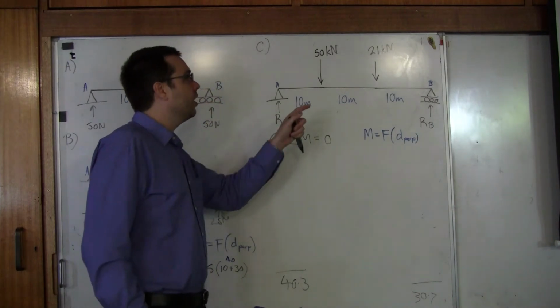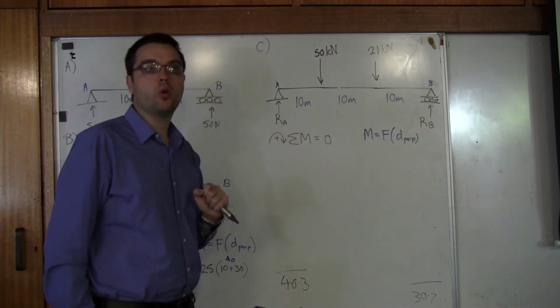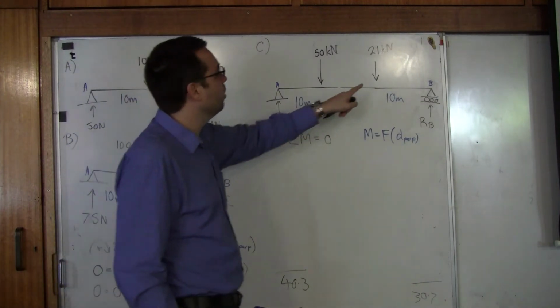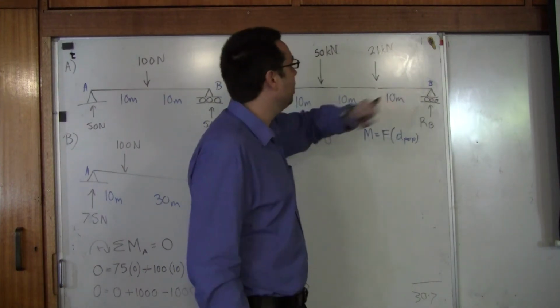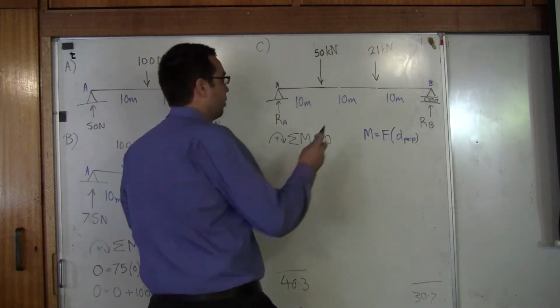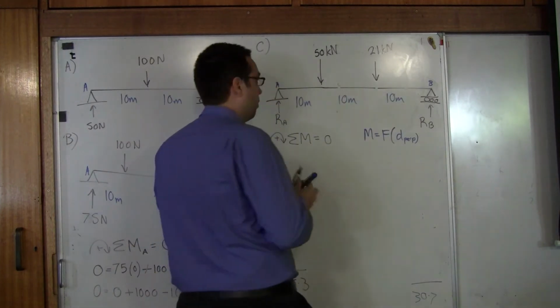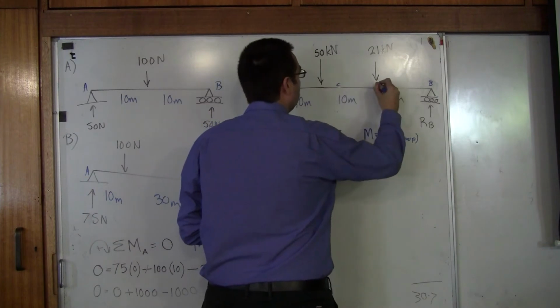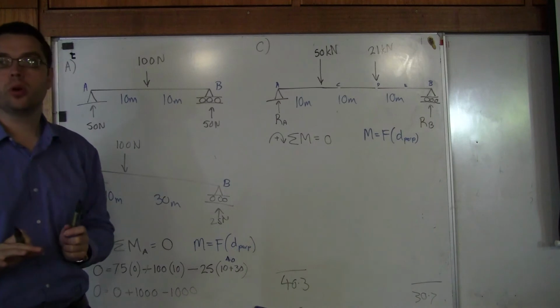Now, if I take moments from this point here, all of the moments will equal 0. If I take moments from a point here, all the moments will equal 0. It doesn't matter which of these locations I use. If I go from C, point D, or point E, it doesn't matter. All the moments will equal 0.